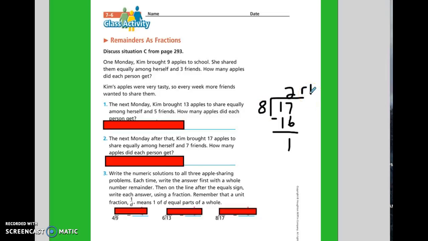So I want you to think about that. You can hit pause and try it. All right, the fraction that they would get would be 1/8. So each person would get 2 and 1/8 of an apple. And again, I got the 1 for my remainder, and I know that I have 8 people total, so I get 2 and 1/8. Great job.